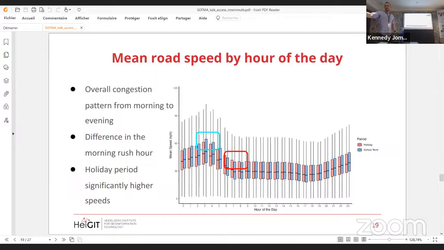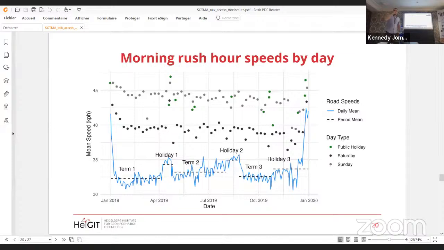So we investigated further and mapped more, but this is just the Uber side. So we just looked at speeds over time. This is the whole span of the year from 2019 to 2020, every day, the average. And we saw that pattern: the school term significantly affects the speed compared to the holiday in the morning rush hour.